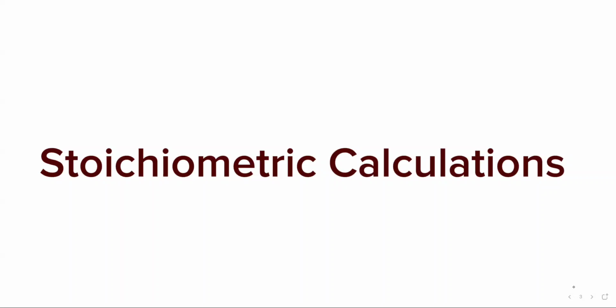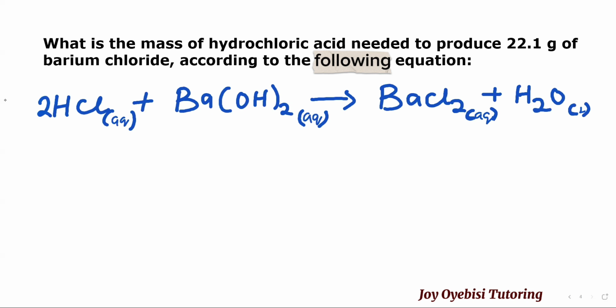In this video, I'm going to be showing you how to do stoichiometric calculations. For this question, it says, what is the mass of hydrochloric acid needed to produce 22.1 grams of barium chloride according to the following equation?